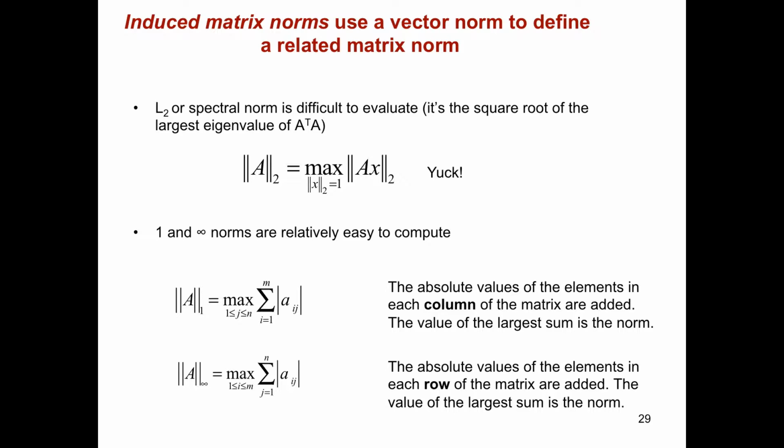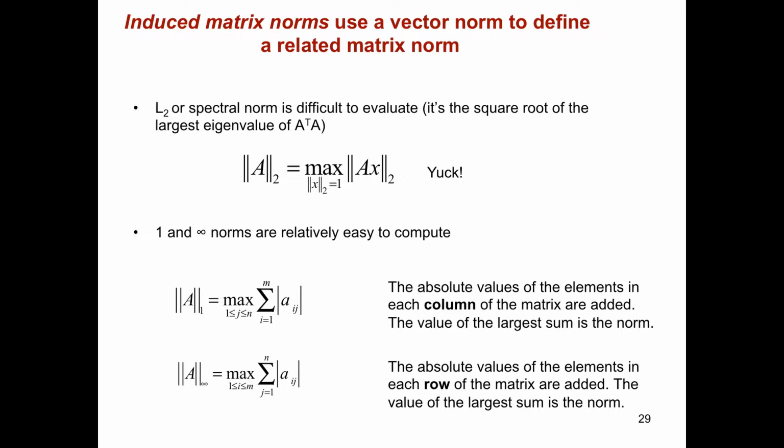Okay. And then there are two other norms that are much easier to compute. One of them is the 1 norm. For every j, which is for every column, I'm going to sum up all of the elements in that column, absolute values. And then I'm going to look at those sums. I have as many sums as I do columns. And I'm going to look at the maximum. And the maximum of that is my 1 norm.